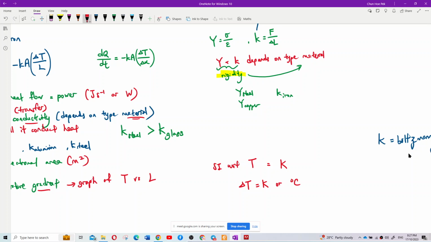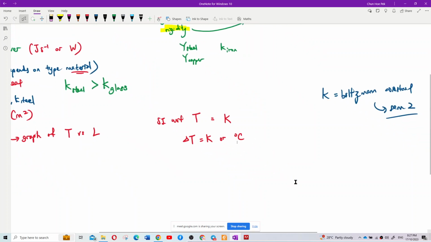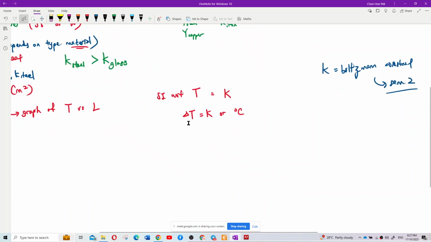Why I say like that, class? This is change of temperature. Let me write it out. Change of temperature. Delta T is change of temperature. T is temperature.